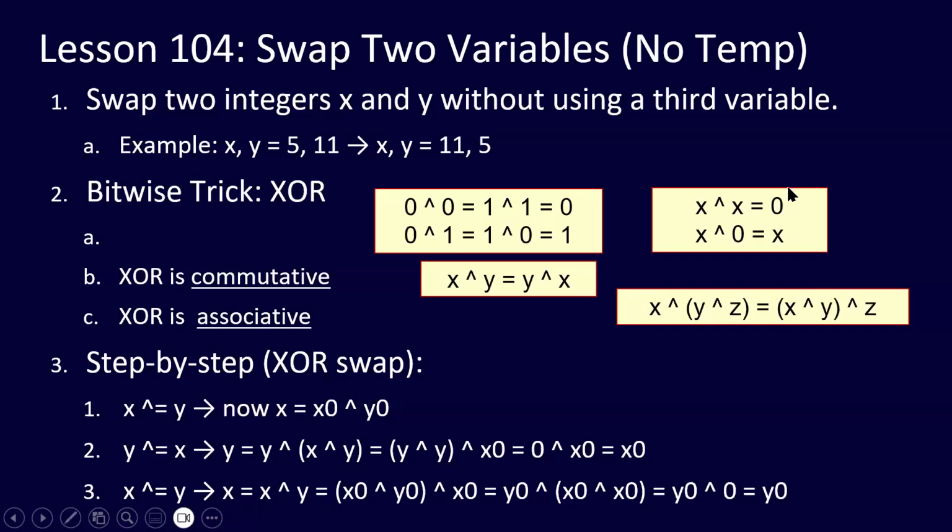After using the commutative and associative properties, we easily find that this is equal to this. From this property we see this is 0, and from this property we know that this is y0. The original y value is now assigned to x, and the original x value is now assigned to y. That's what we checked with the code.